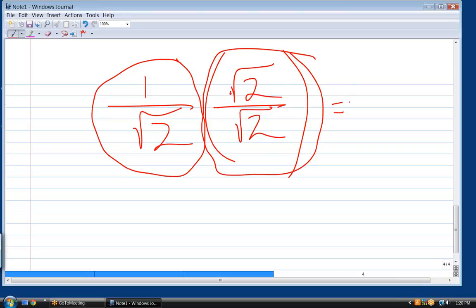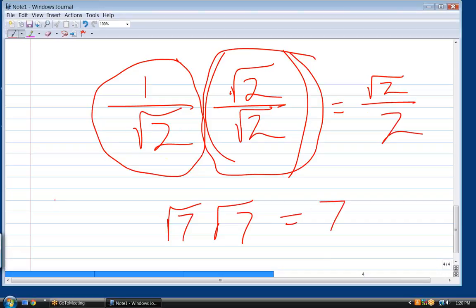You get the square root of 2 divided by... What's square root of 2 times square root of 2? It's 2. So whatever the number is, square root of 7 times square root of 7 was 7. Square root of 15 times square root of 15 is 15.